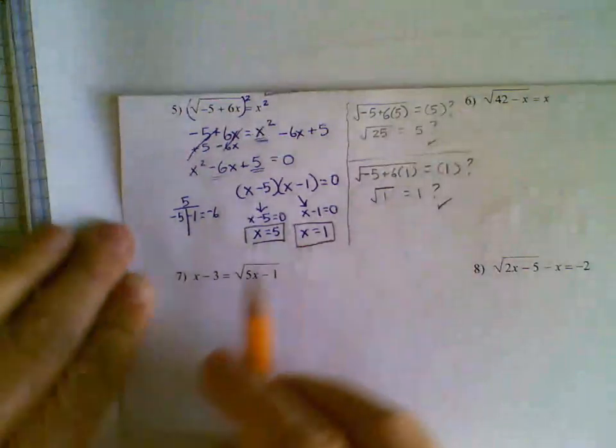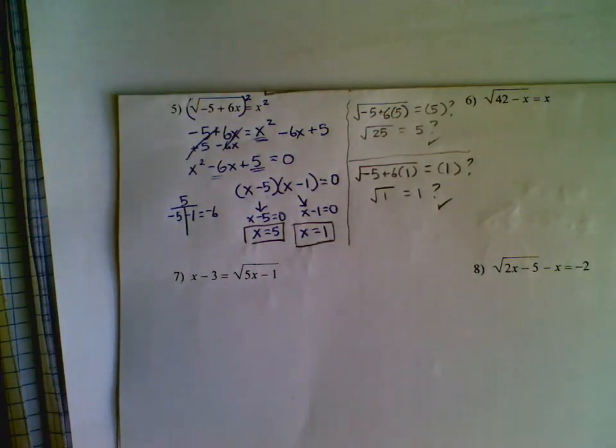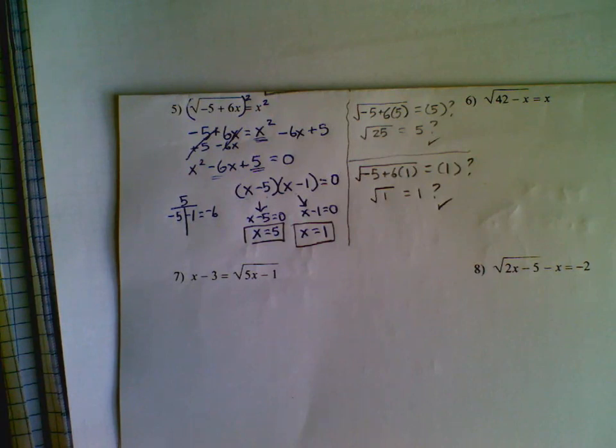So in this case, both solutions were good. I'm going to tell you right now, in quadratics, oftentimes one or both of the solutions will be extraneous. You might even wind up with no solution. But in this case, they're both good.